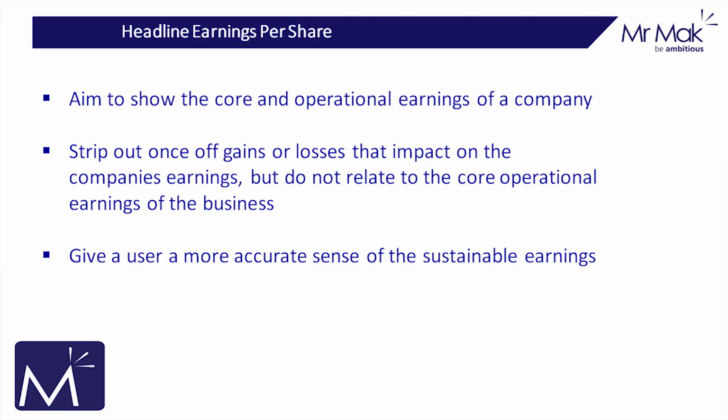Headline earnings per share is a measure that aims to show the core and operational earnings of a company. It wants to show the core or sustainable earnings of the company. What it does is it strips out once-off gains or losses that impact on the company's earnings, but that don't relate to the core operational earnings of that business. What this should do is it should give a user a more accurate sense of the sustainable earnings of a company, and we call these headline earnings per share.